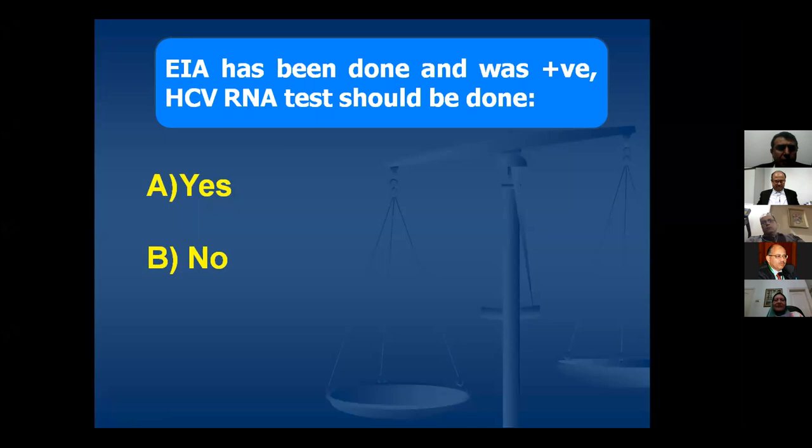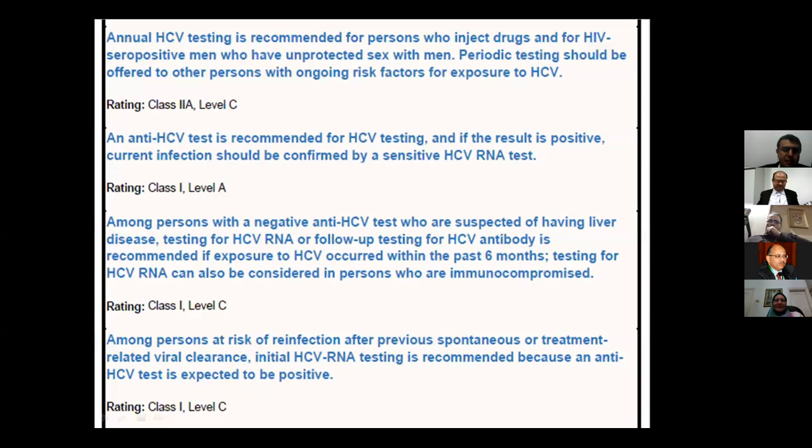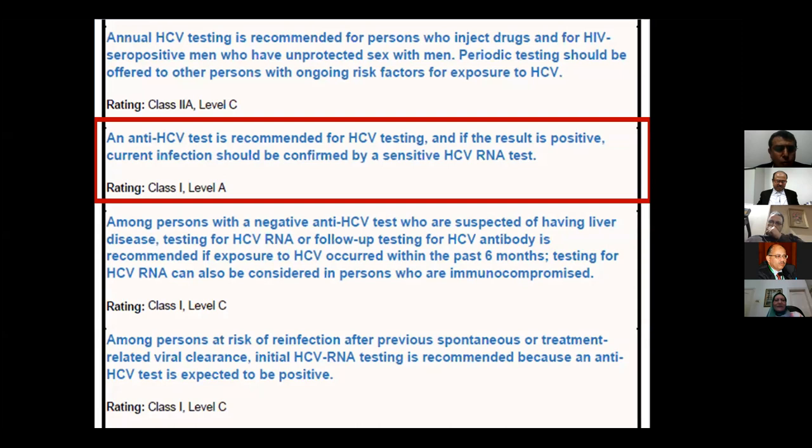If enzyme immunoassay has been done and was positive, hepatitis C virus RNA test should be done. Yes or no? Yes. This is the right answer, yes. Because as you can see here, this is the AASLD. They have recommended that any patient with positive anti-hepatitis C virus antibody should go for hepatitis C virus RNA, which is the PCR for hepatitis C virus RNA.